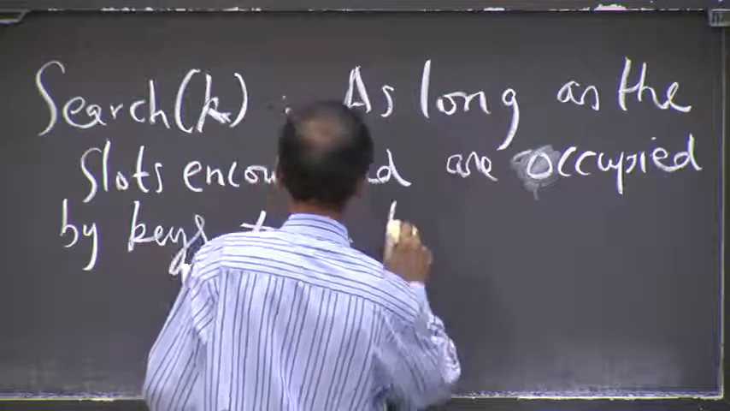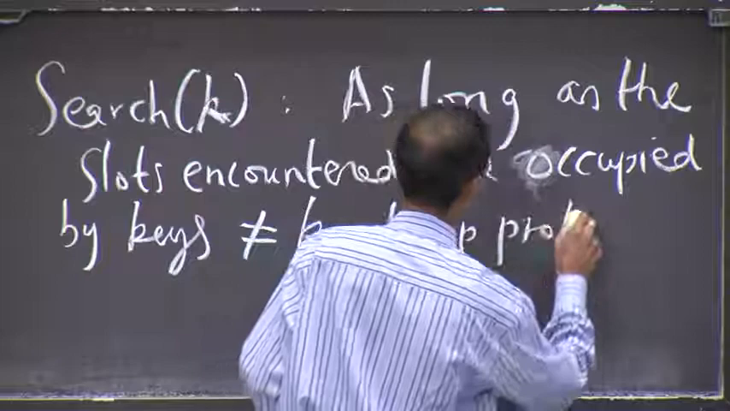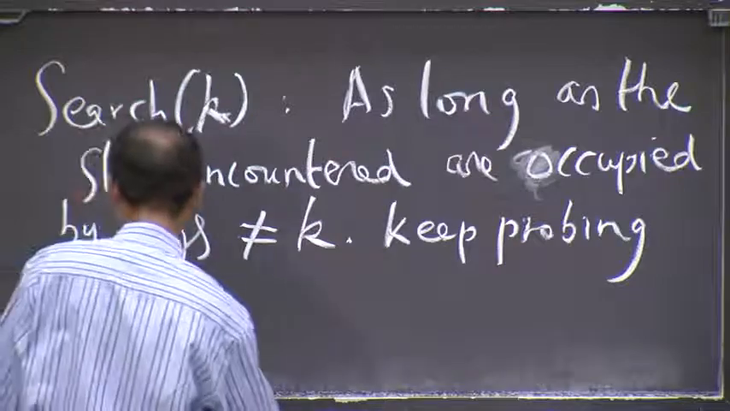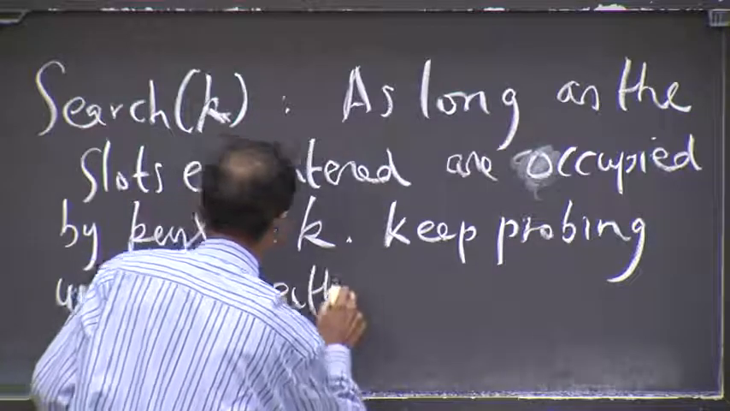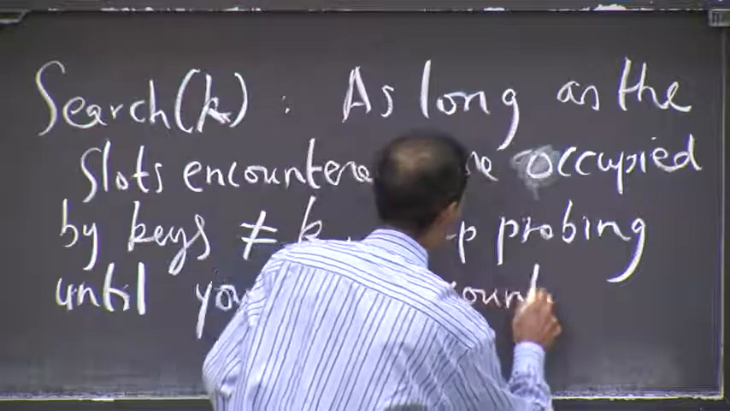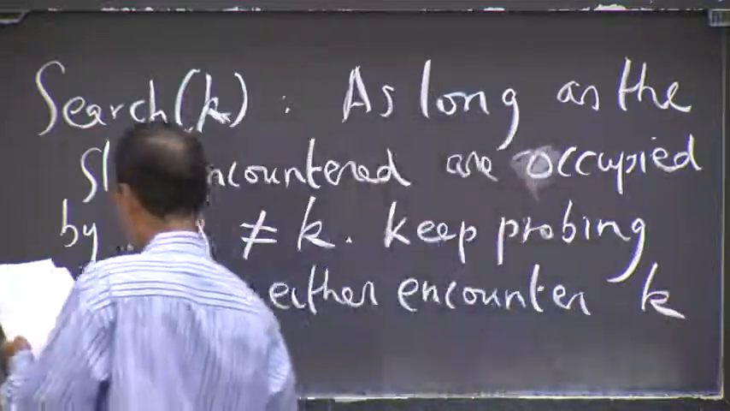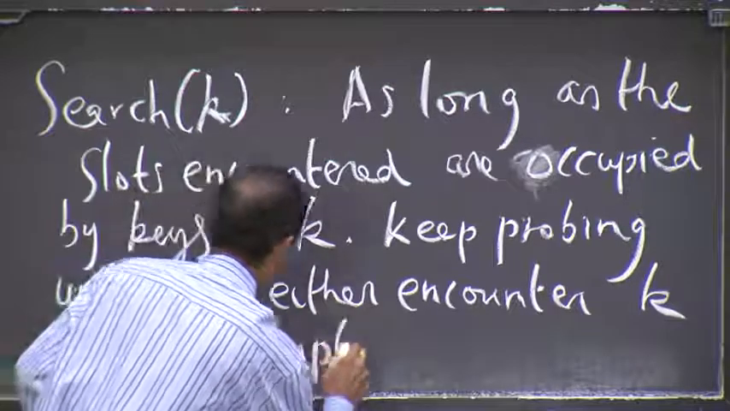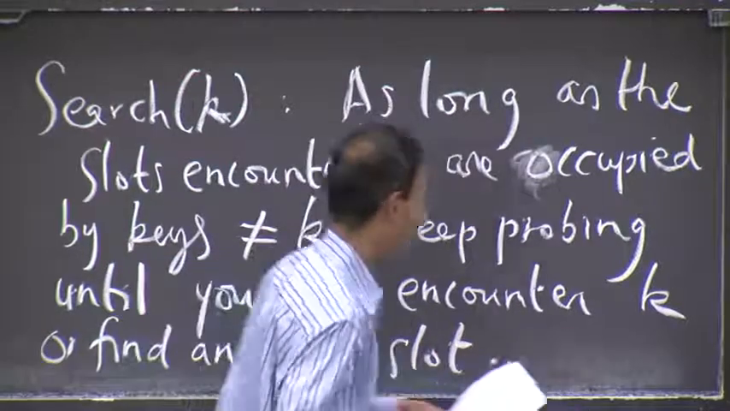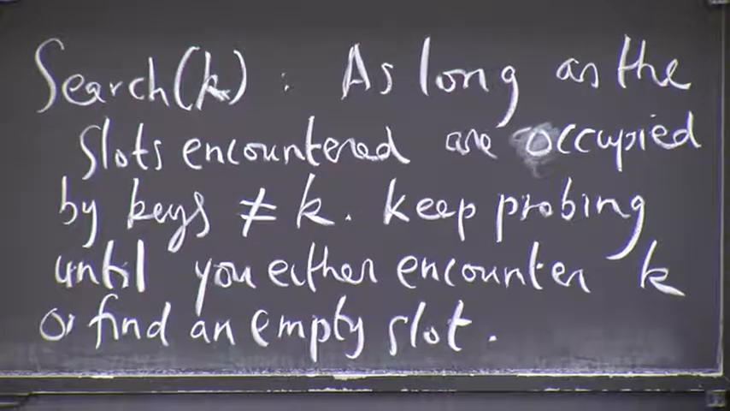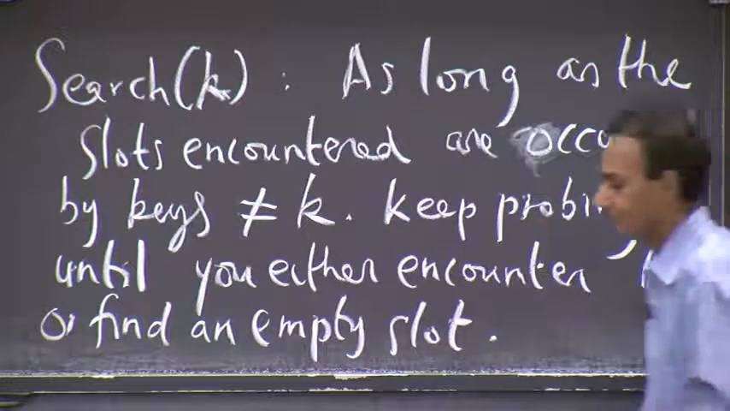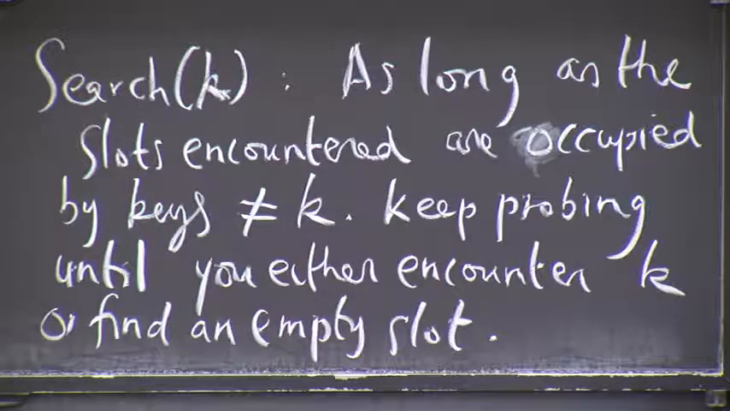And we keep probing until you either encounter k or find an empty slot. And this is the key, no pun intended, notion, which is that when you find an empty slot, it means that you have failed to discover this key. Right? You failed to, yeah, question back there.